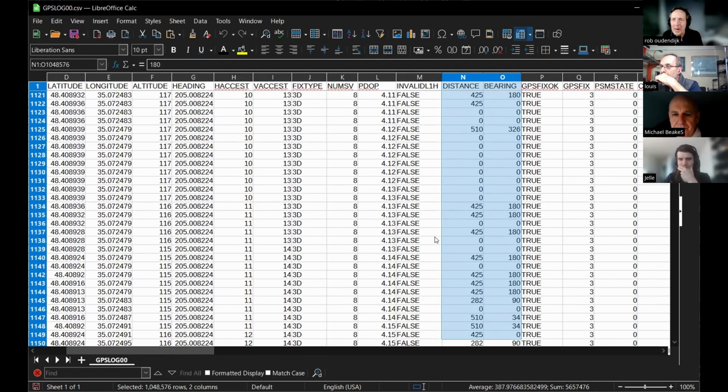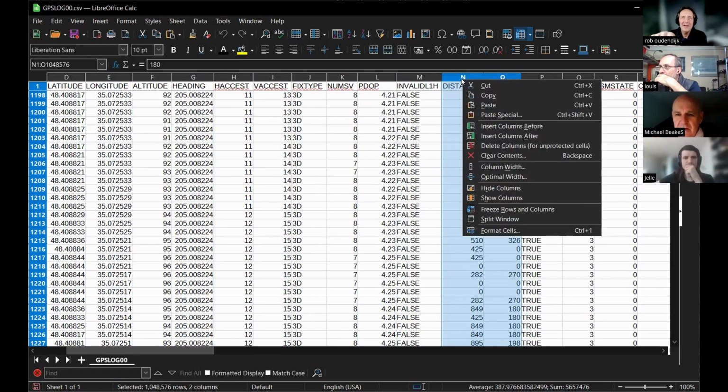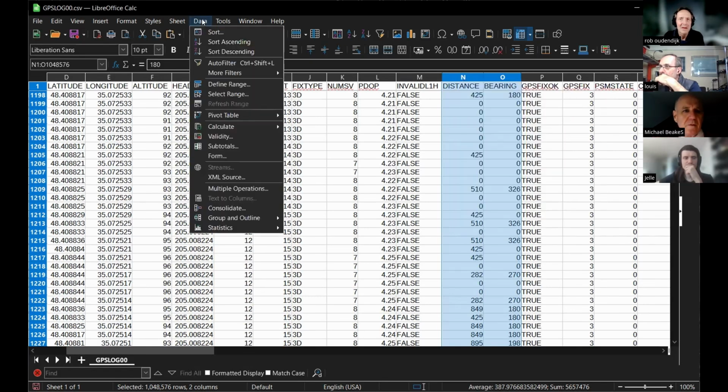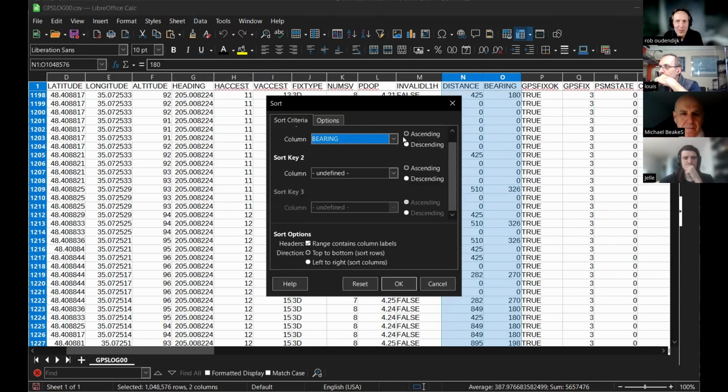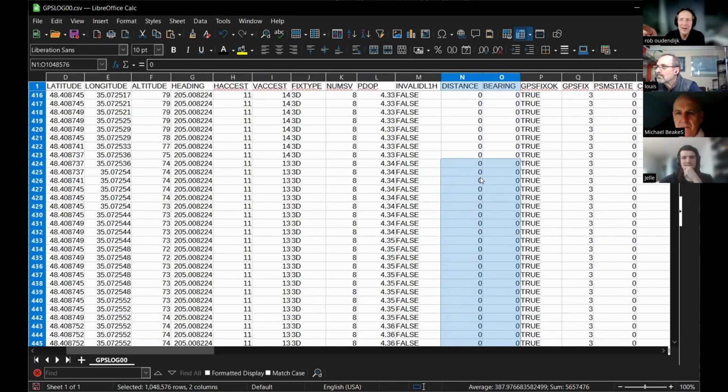If you sort it, then you lose your time. I'm not used to LibreOffice. I don't know how you sort by a column. Oh, that's under Data, I think. Data and Sort. Okay. And then you say which column you want. Descending is good. Okay, but now it's ascending.